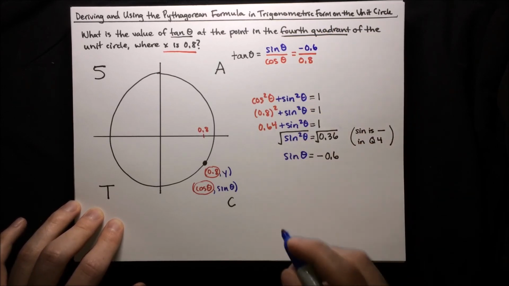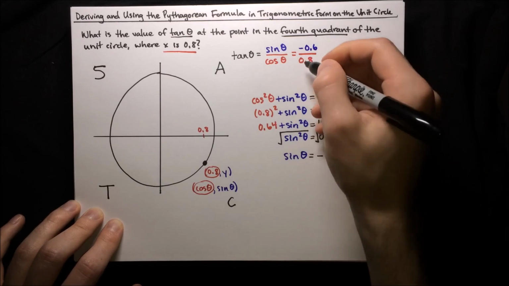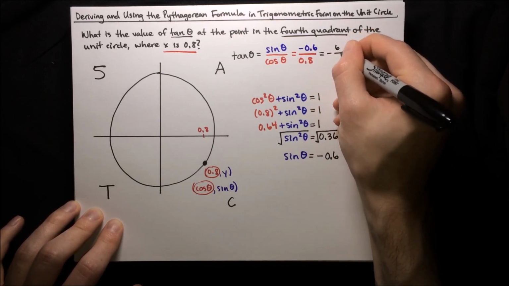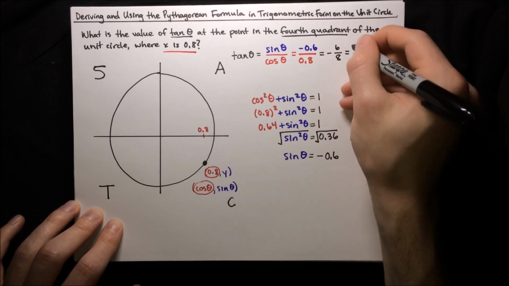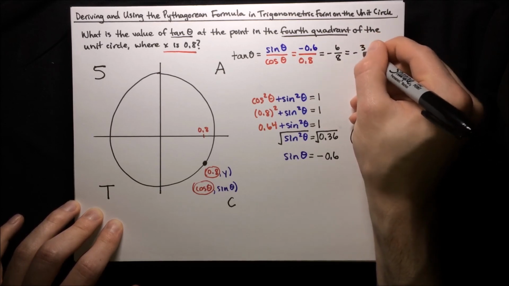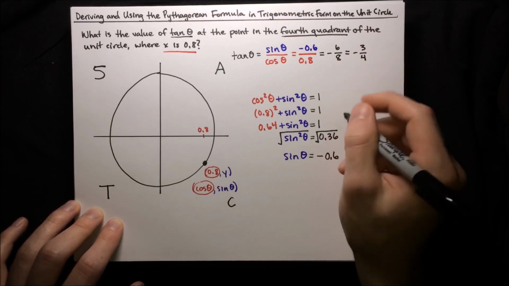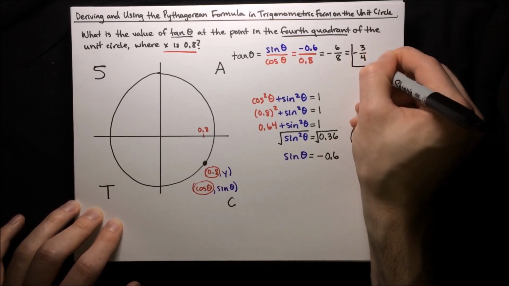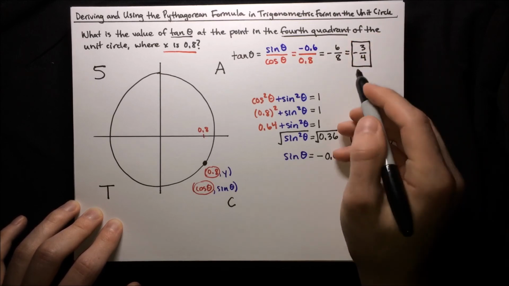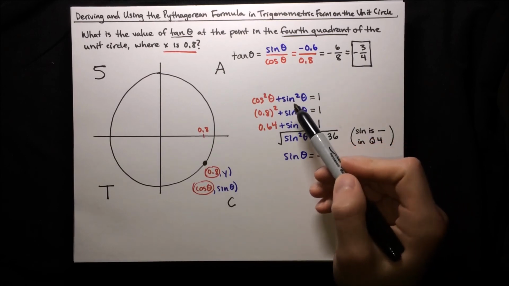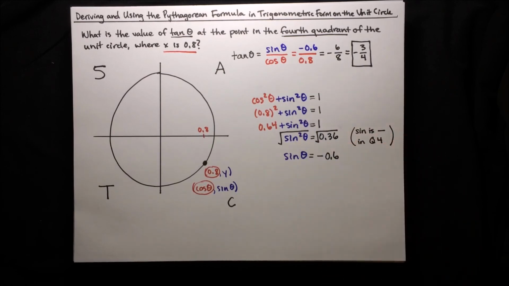So we'll just multiply the top and bottom by 10, and we get negative 6 over 8, which can be simplified to negative 3 over 4 if we divide by 2 on top and bottom. So tangent is just negative 3 over 4. There we go. In the future, we'll see more uses of this Pythagorean identity in trig form, and we'll also do some more practice computing trig ratios in all 4 quadrants.